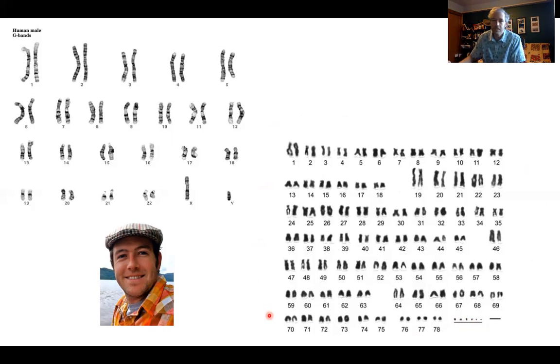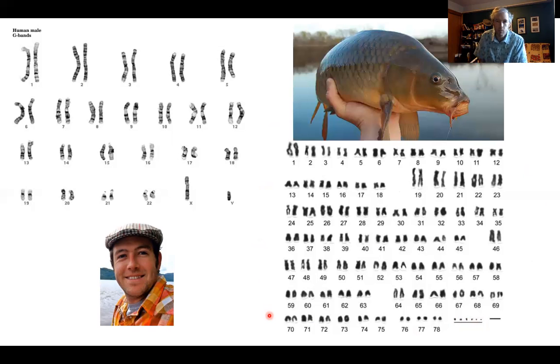In fact, it's actually a common carp. So I would argue I'm slightly more complex, for want of a better word, than a common carp. But my karyotype is much simpler than that of the common carp. So there isn't any real relationship between the position of an organism on the evolutionary tree and how many chromosomes it's got.